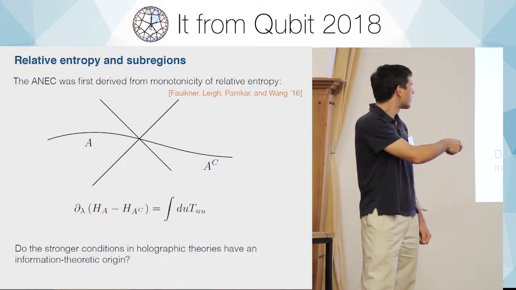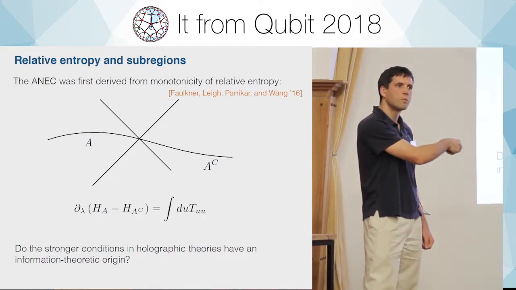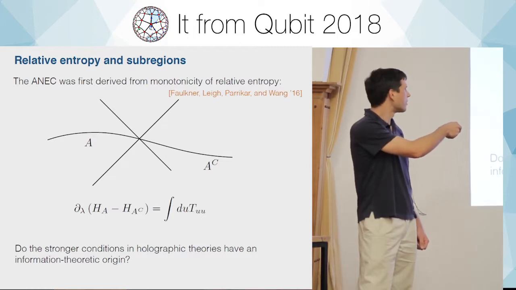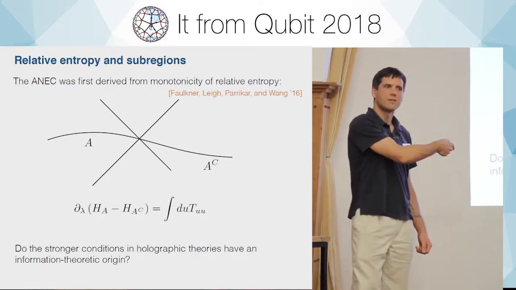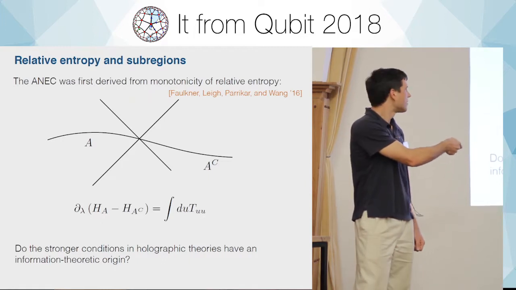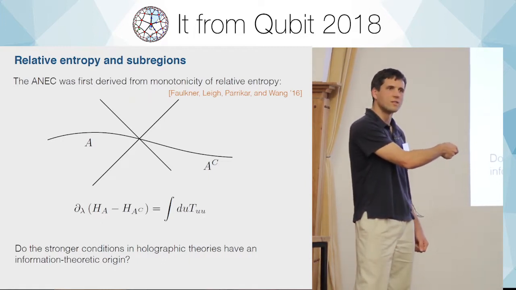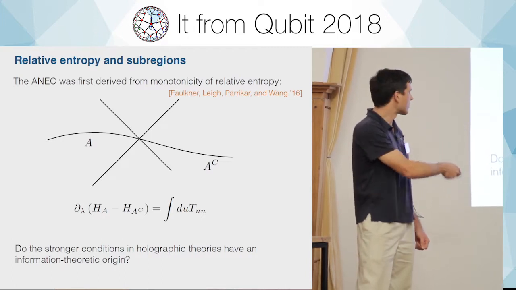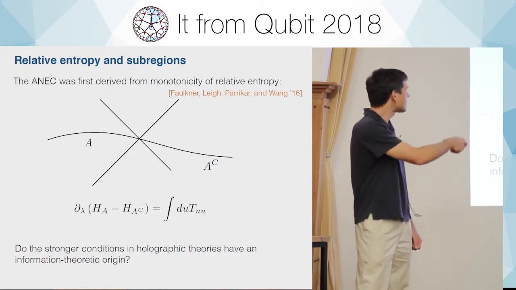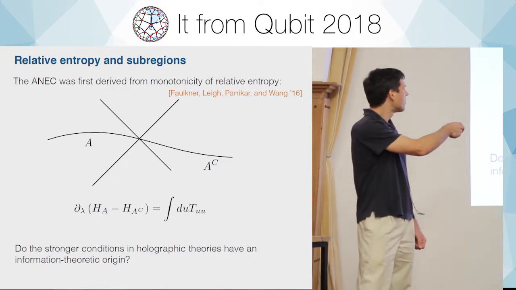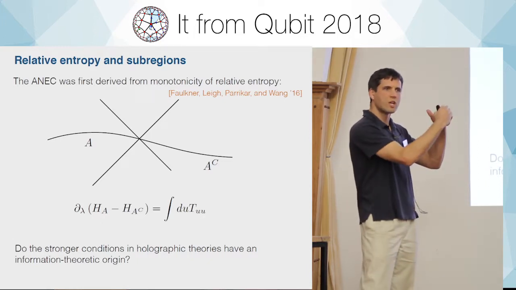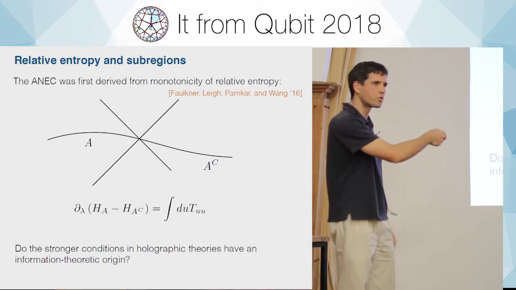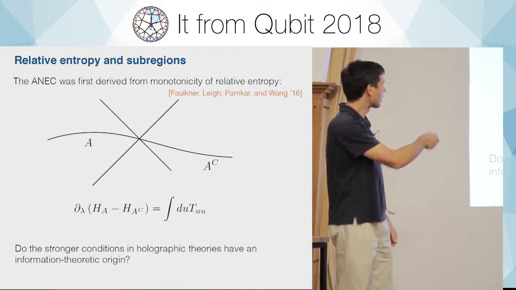And then monotonicity of relative entropy implies this inequality, implies this monotonicity of the modular Hamiltonian of region A under the null deformation. They calculated that modular Hamiltonian and found that it's given exactly by this null energy operator. So then monotonicity is precisely the ANEC in this situation. It's monotonicity where you deform a spatial region just by pushing it up a tiny bit along one particular null ray.